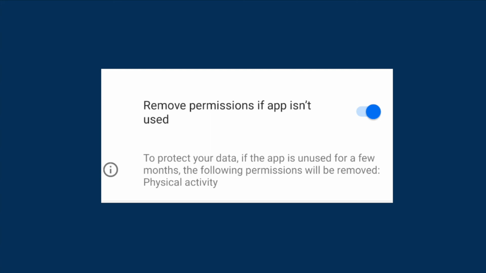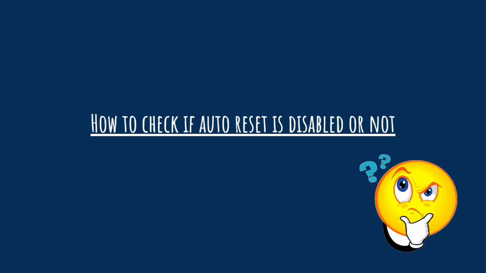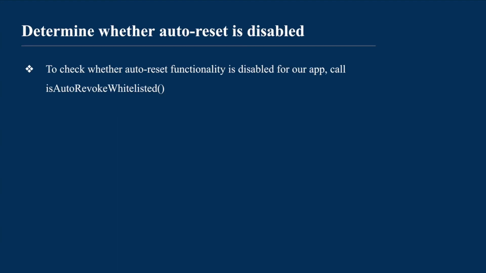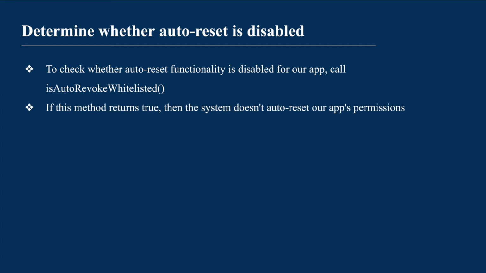Now let's go ahead and understand how we can programmatically check if auto reset is disabled or not. And the good news is Android has already provided an API for that. To check whether the auto reset functionality is disabled for our app, call isAutoRevokeWhitelisted. This method is available inside the PackageManager class. If this method returns true, then the system does not auto reset our app's permissions. That means that option is disabled inside the settings.